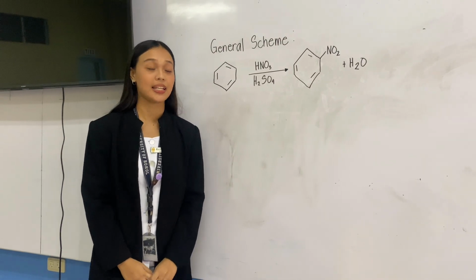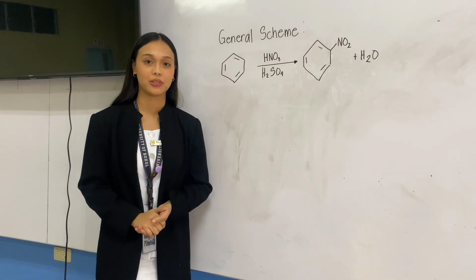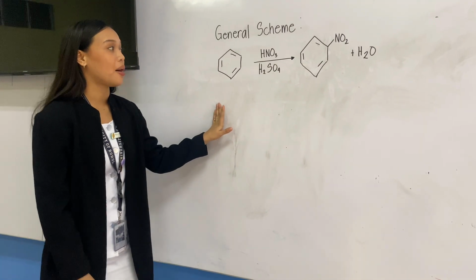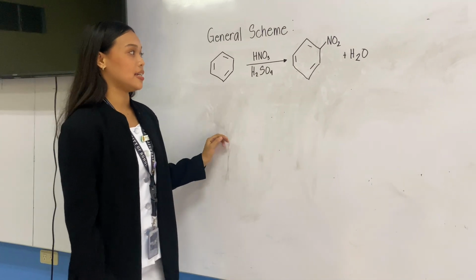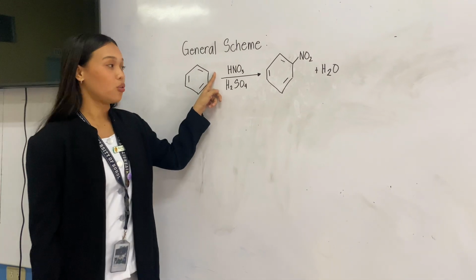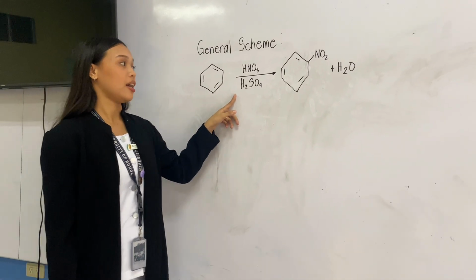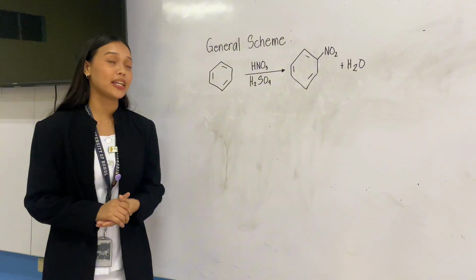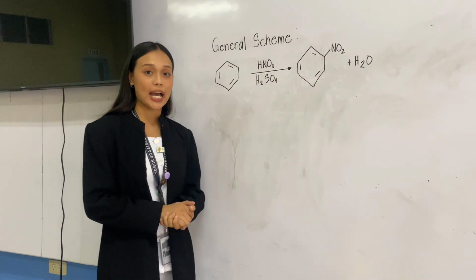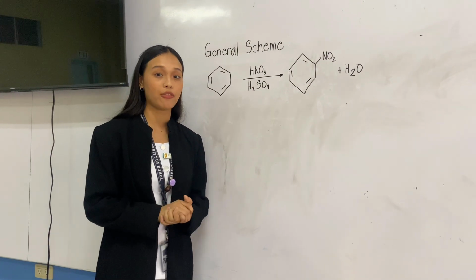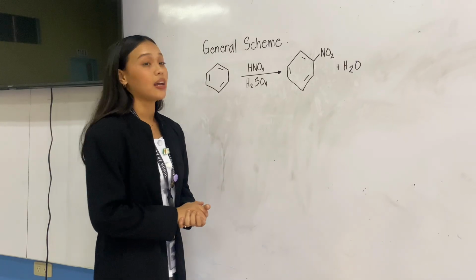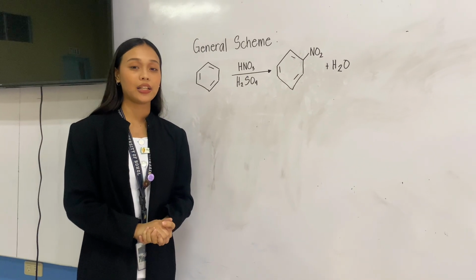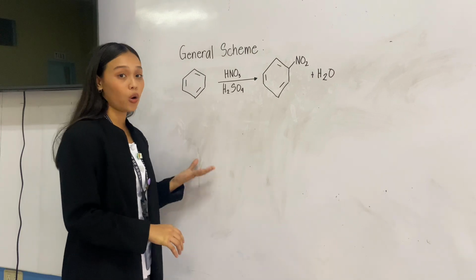So next is the nitration of aromatic compounds. In the general scheme, we can see here the main reagent, which is the nitric acid over here, and sulfuric acid, which is the catalyst. As in the previous case, the nitric acid is not electrophilic enough by itself and cannot tackle the aromatic ring because it needs a little help to become more electrophilic.